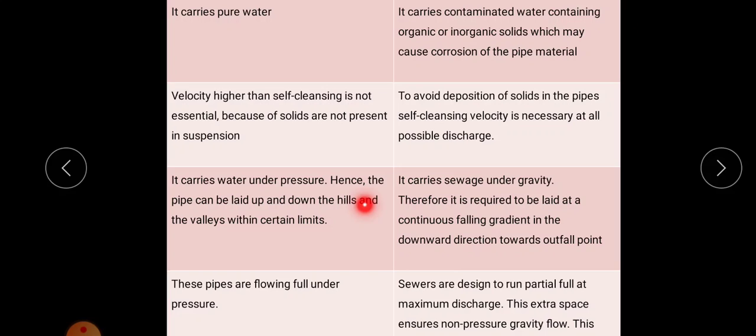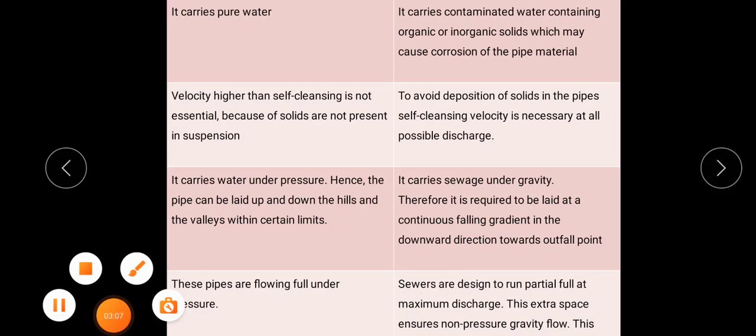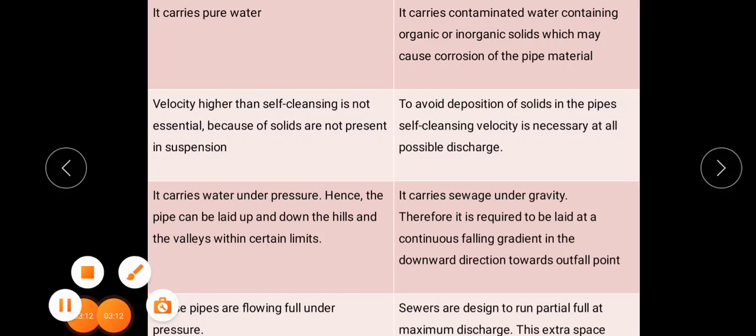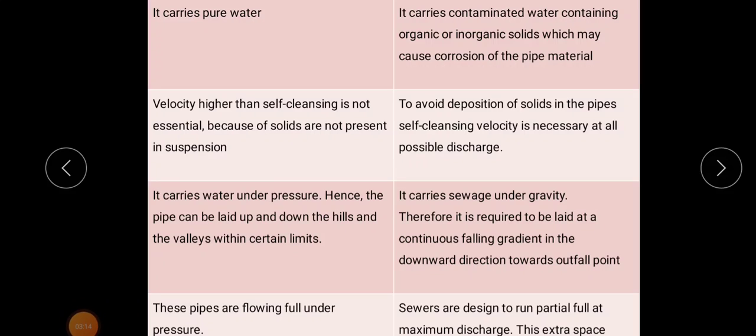Next is the difference between water carriage pipe and sewerage system. The first column shows the properties of water supply pipes, and the second column shows the properties of sewer pipes. So water supply pipes carry pure water, and sewer pipes carry contaminated water, which will contain organic and inorganic solids which may cause corrosion of the pipe material.